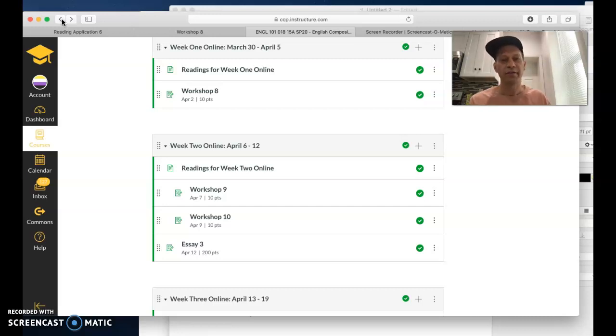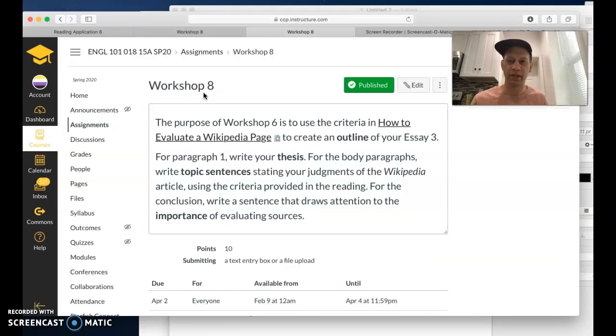So once you have done the readings for Week 1 online and chosen a Wikipedia page to evaluate and read that Wikipedia page, then you're ready for the workshop. What you're going to do for the workshop is apply those 5 criteria from how to evaluate a Wikipedia page in the readings to your Wikipedia page. So you're going to use them as the standards that you use to judge the construction of the Wikipedia page.